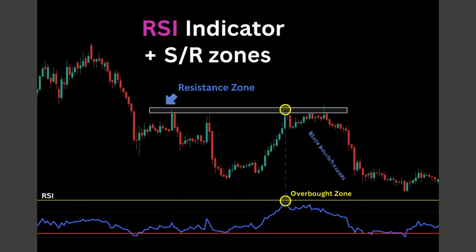The analysis highlights a resistance zone on the price chart, which is a critical level where selling pressure has previously emerged, causing the price to decline. The chart also points out the overbought zone on the RSI indicator, which is typically a level above 70. This zone signals that the asset may be overbought and due for a potential pullback or reversal.